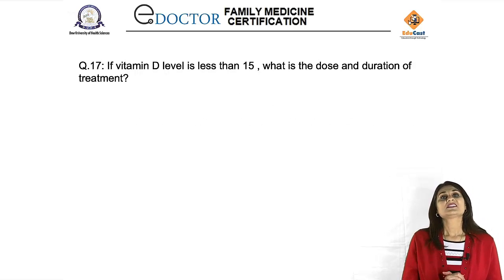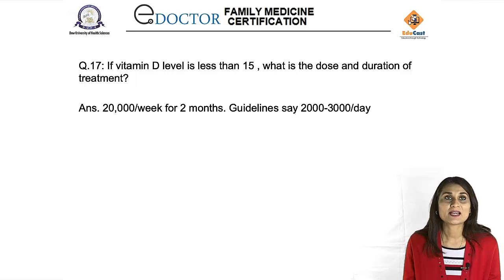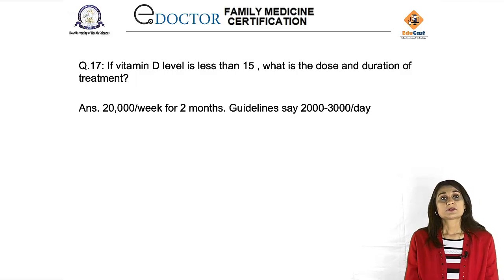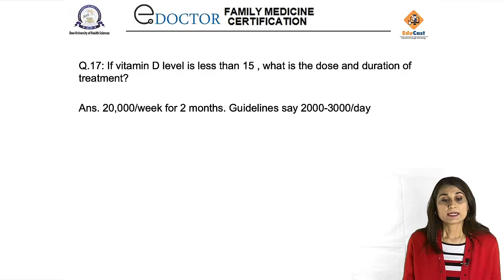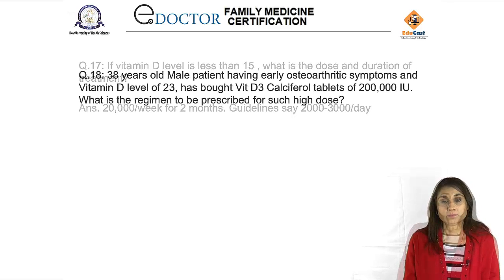If vitamin D is less than 15, what is the dose and duration of treatment? So what are you going to do? You are going to give the patient 20,000 international units per week for 2 months. Guidelines say that a patient needs to have 2,000 to 3,000 per day.